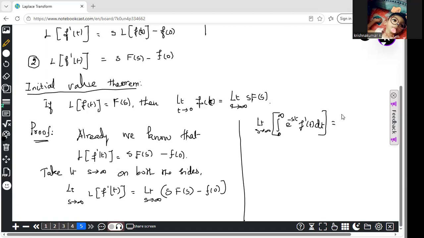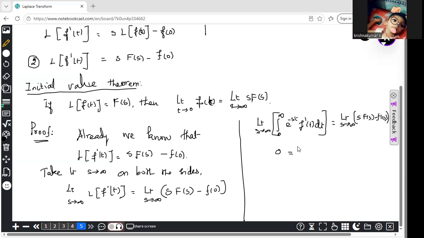Okay, and on the right hand side, just keep this expression as it is: s into f of s minus f of 0. Now here we are approaching s tends to infinity. Therefore the variable s is involved only in this expression e power minus st. If s tends to infinity, this becomes e power minus infinity, which is 0. So the value of this expression will be equal to 0.